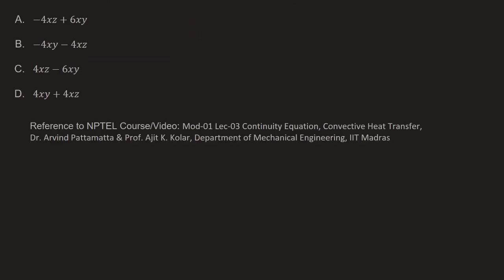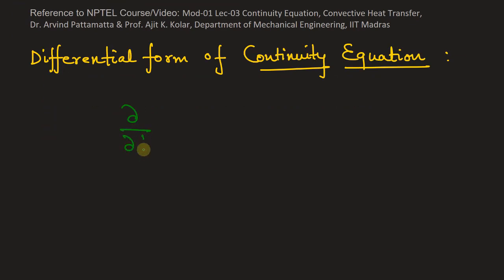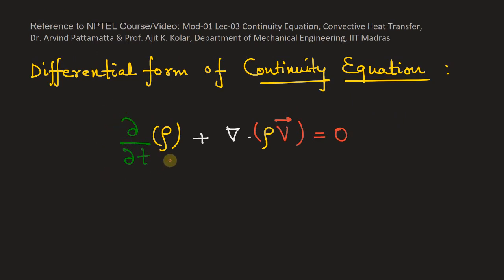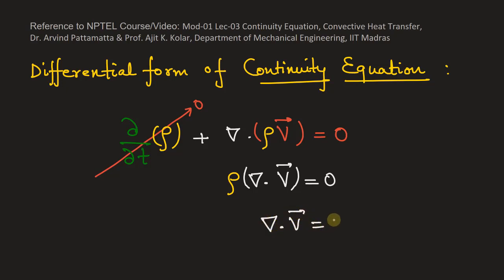The differential form of continuity equation can be written as ∂/∂t of rho, that is partial derivative of rho with respect to time, plus del dot rho V vector, and this is equal to 0. Since in the problem it is given that the flow is incompressible, that means the density won't change either with respect to time or with respect to space. So the partial derivative of density with respect to time will be equal to 0. Since density is constant here, we can take the density outside and write rho del dot V vector is equal to 0. Also this can be written as del dot V vector is equal to 0.